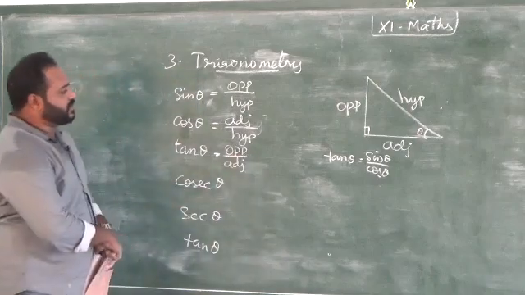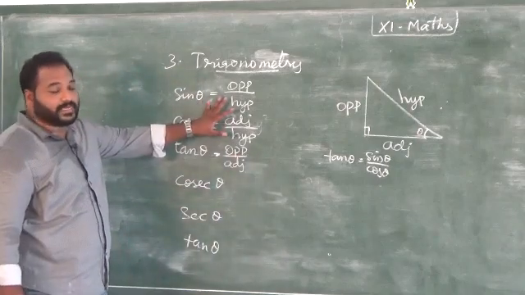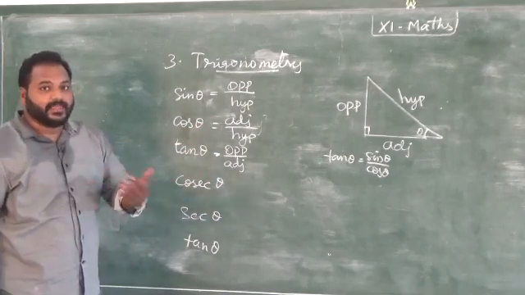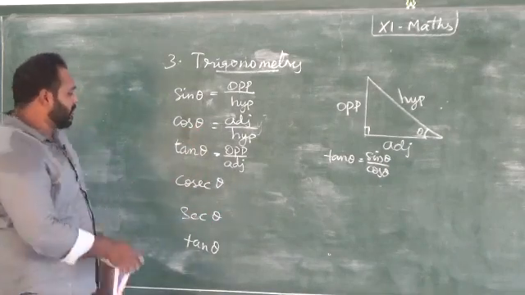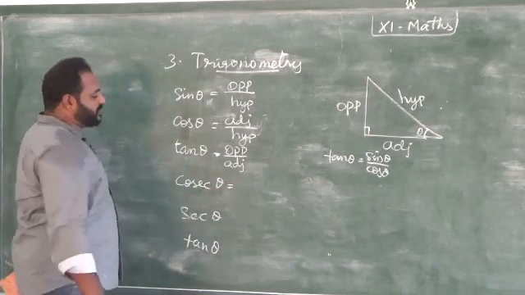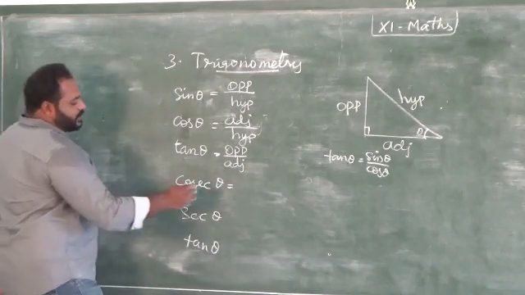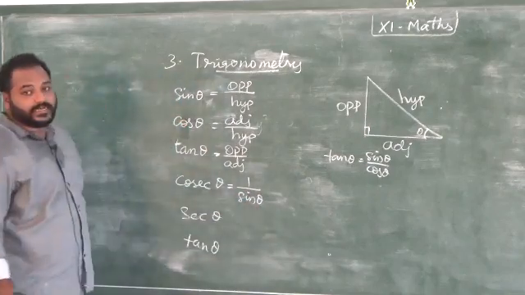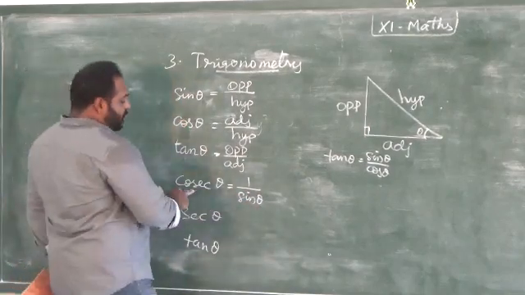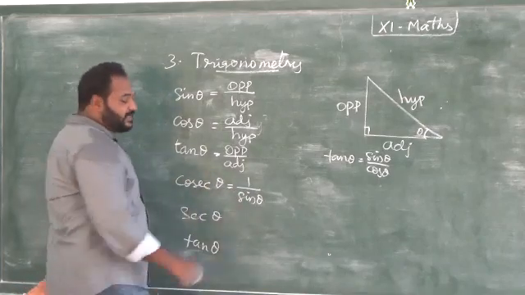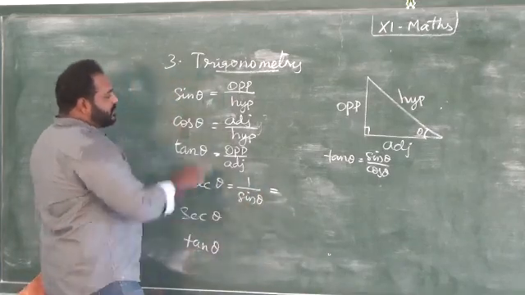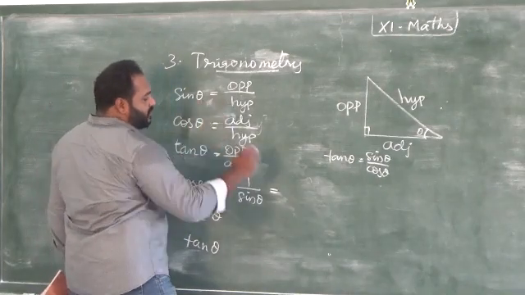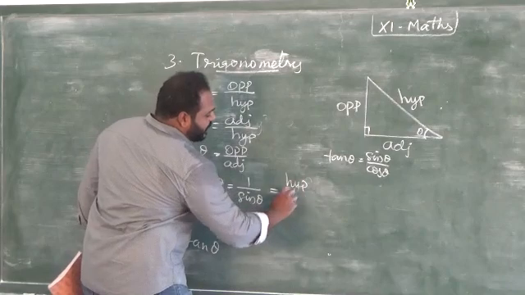These things you already know very well. Once again I just recall this so that we can easily study the problems. Okay, cosecant theta is the reciprocal of sine, isn't it? So cosecant can be written as 1 by sine. So what is the reciprocal of this one? It is hypotenuse by opposite.